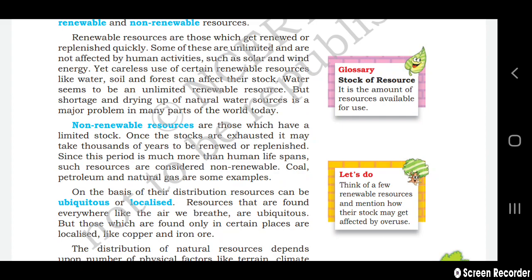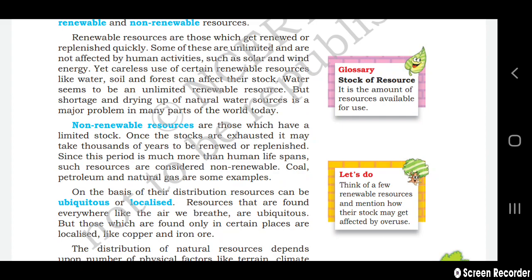Some of these are unlimited and are not affected by human activity, like solar and wind energy. Yet careless use of renewable resources like water, soil and forest can affect their stock.